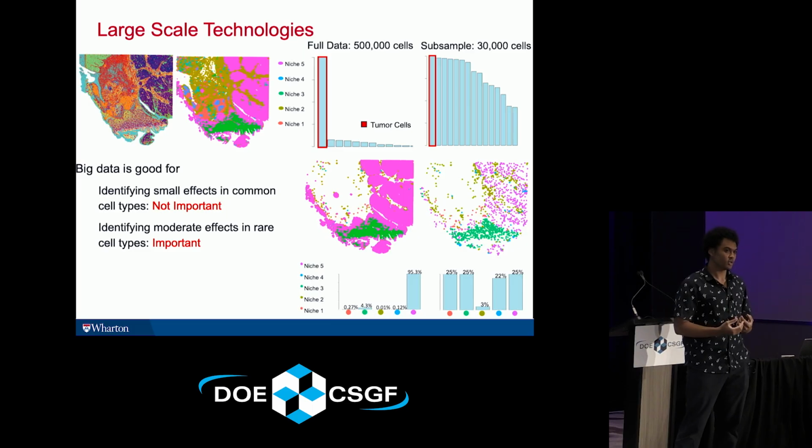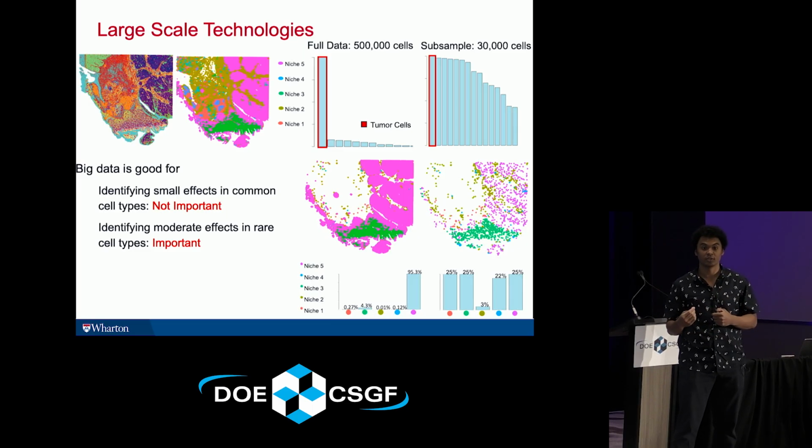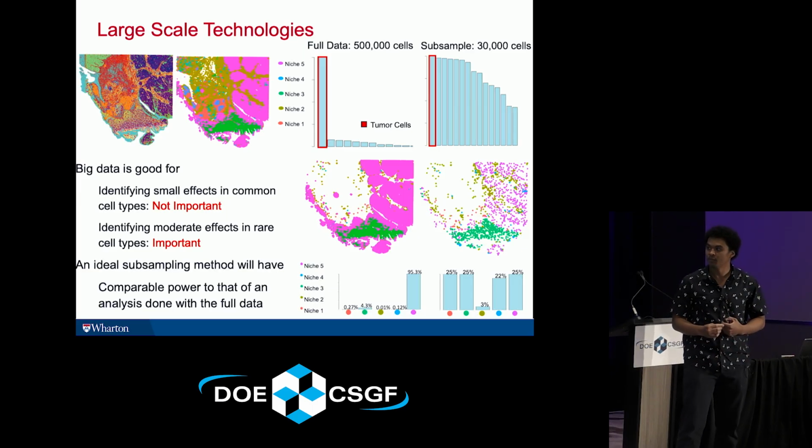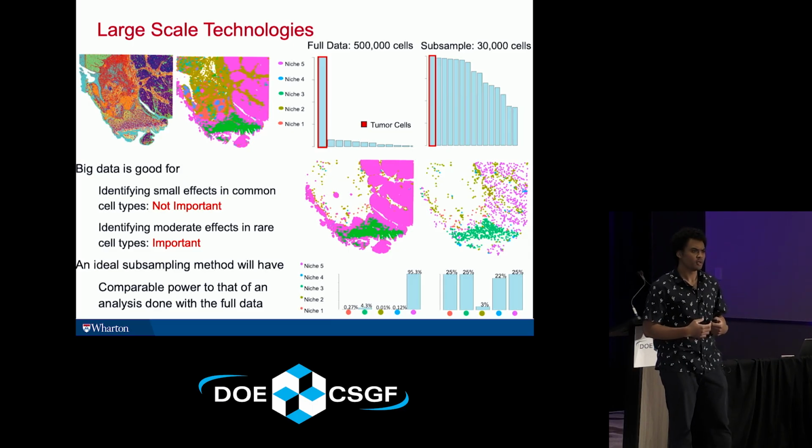Furthermore, within the tumor cell types, we probably want to have more tumor cells that lie in these rare regions compared to the more common regions. And so what we want to keep in mind is that an ideal subsample should have comparable power to the full data set.